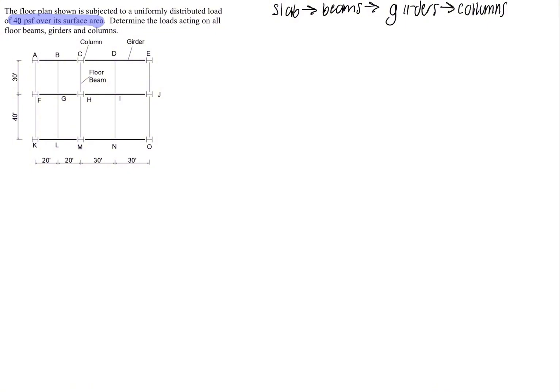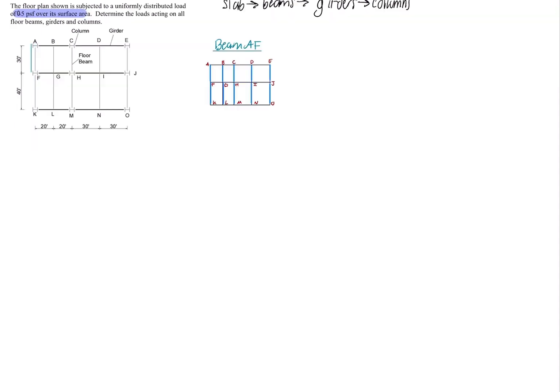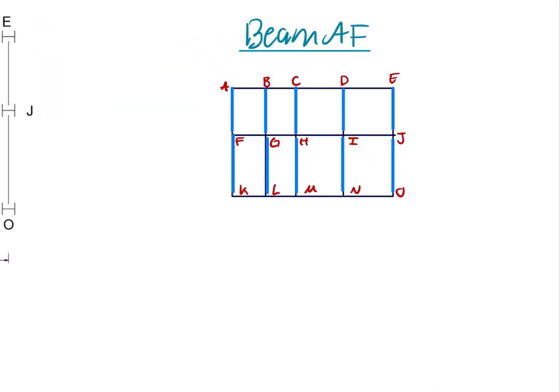So we know that it has a distributed load of 40 pounds per square foot over its surface area. We will start off by calculating the load on beam AF, this beam right here. This is beam AF. We will be using this image to show the tributary area for the beams.